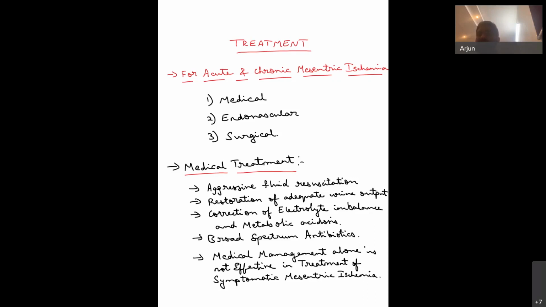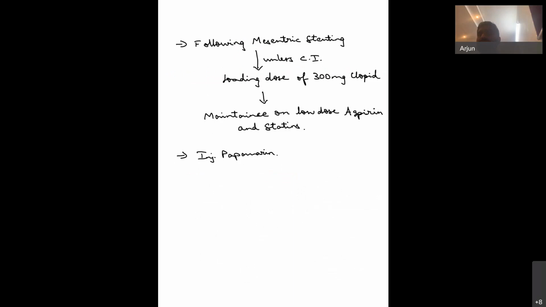Medical management alone is usually not efficient in treatment of symptomatic mesenteric ischemia, which has to be adjuvanted with surgical or endovascular procedures. Basically, once we do a mesenteric stenting, unless it is contraindicated, a loading dose of 300 mg clopidogrel has to be given, and maintenance with low dose aspirin and statins. Injection of papaverine can also be given intraarterially after selective catheterization for vasodilatation.